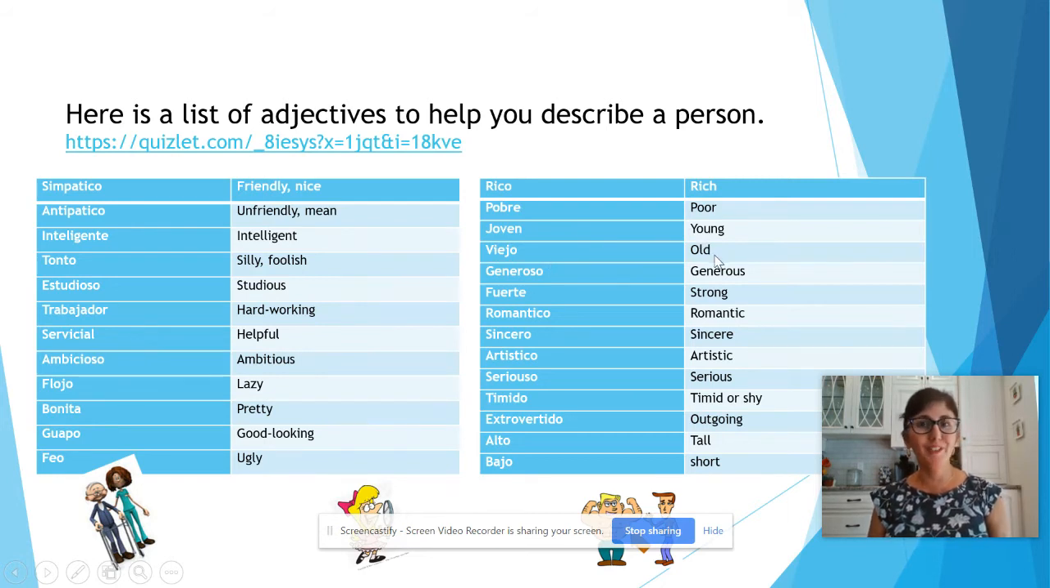viejo, old, generoso, generous, fuerte, strong, romántico, romantic, sincero, sincere, artístico, artistic, serioso, serious, tímido, timid or shy, extrovertido, outgoing, alto, tall, and bajo, short.